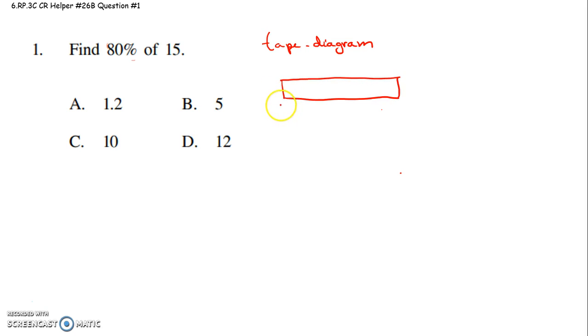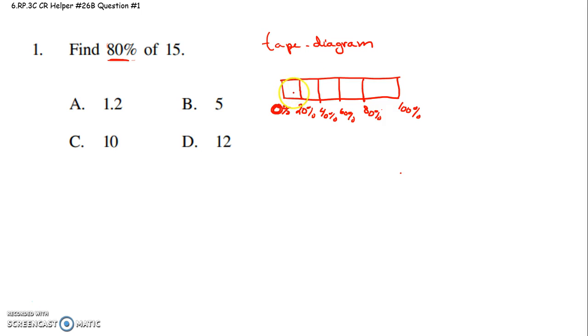I would say this end of it would be 0%. The entire tape diagram would represent 100%. I care about 80%, so I have to think about how to break this tape diagram up. Well, if I break it up into 20%, this would be 20%, and then I break it up again, another 20%, that would get me to 40%. Another 20% would get me to 60%. Another 20% would get me to 80%, and then I'd be up to 100%.